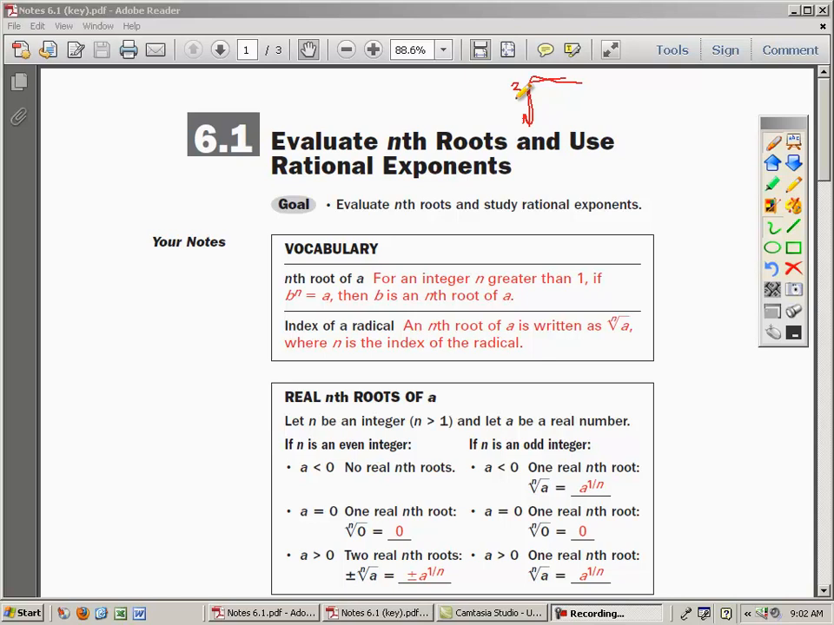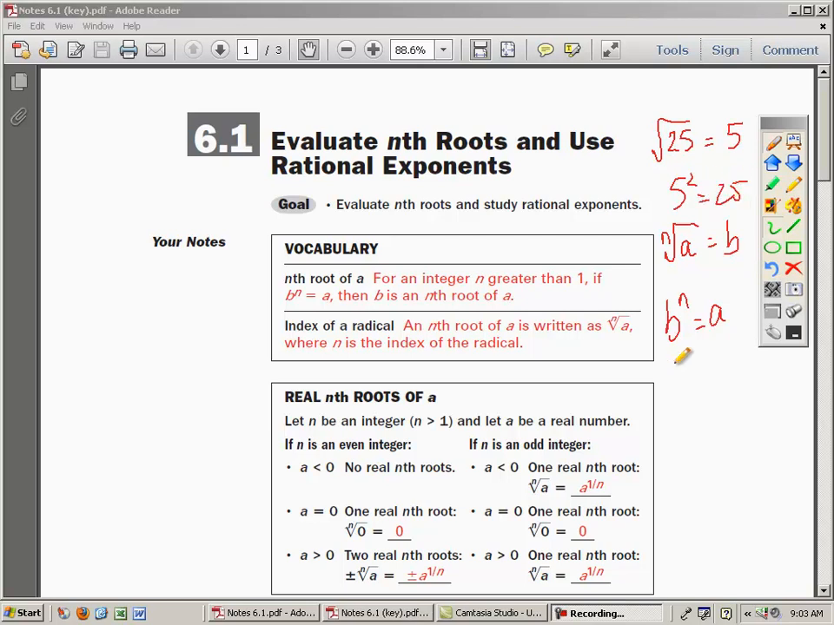So a couple of terms and terminology that we have to kind of talk about a little bit first. It says the nth root of a for an integer n greater than 1. If b to the n is equal to a, then b is the nth root of a. And so what we're really saying here is that the nth root of a is equal to some number b because b to the n power is equal to a. Now we're familiar with that idea. We've been talking about the square root of, say, 25, and the square root of 25 is 5 because 5 to the second power is 25.